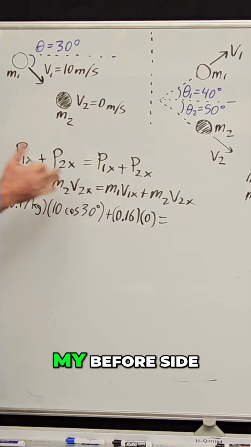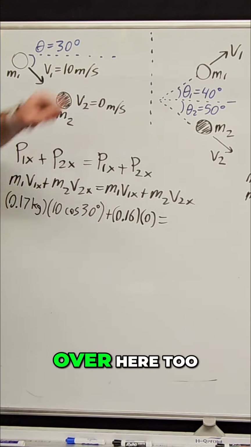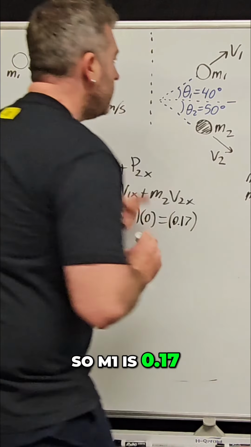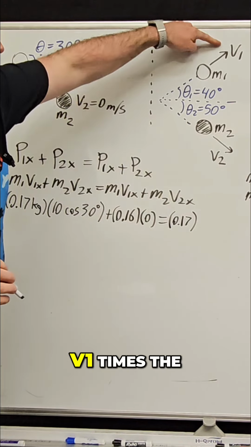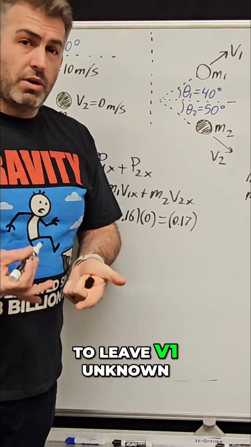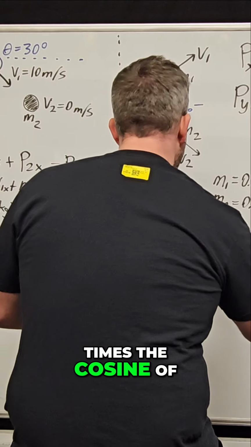And so that took care of my before side. Let's look at the after side. We have m1 v1x over here too. So m1 is 0.17. Its velocity is v1 times the cosine of this angle, 40 degrees. But notice this time we don't know the velocity, so I have to leave v1 unknown. So I'm going to put in v1 times the cosine of 40.